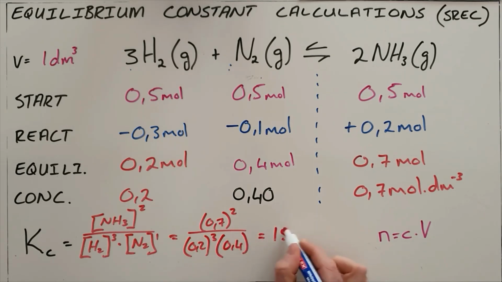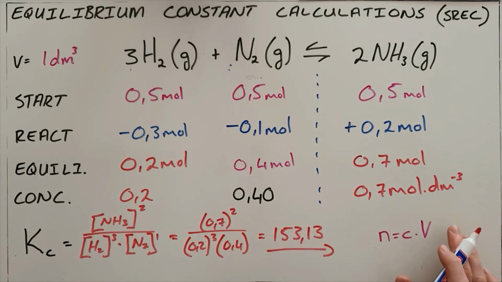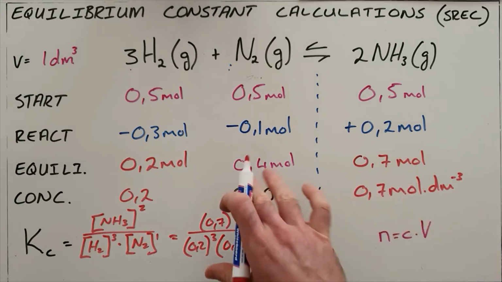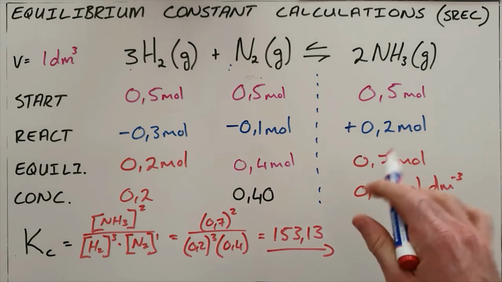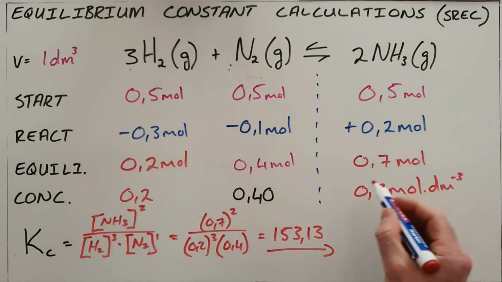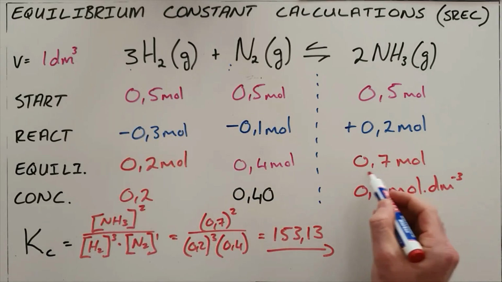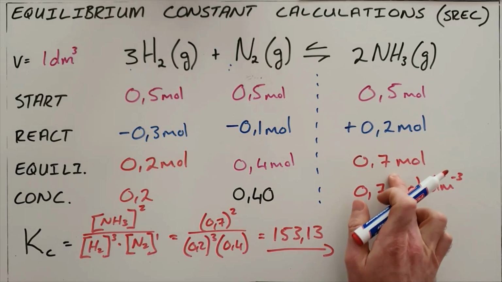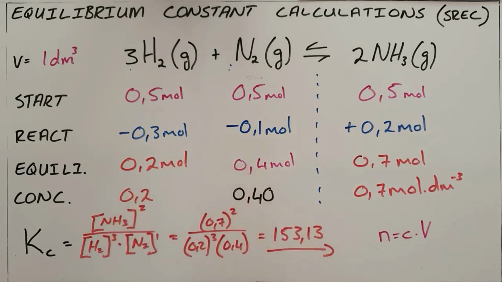And what this tells us, the fact that this equilibrium constant is so much bigger than 1, is that equilibrium lies far to the right. We know that equilibrium lying to the right means that at equilibrium we will find more products than reactants, which makes sense here because we can clearly see I have 0.7 moles of products and only a combined 0.6 moles of reactants.